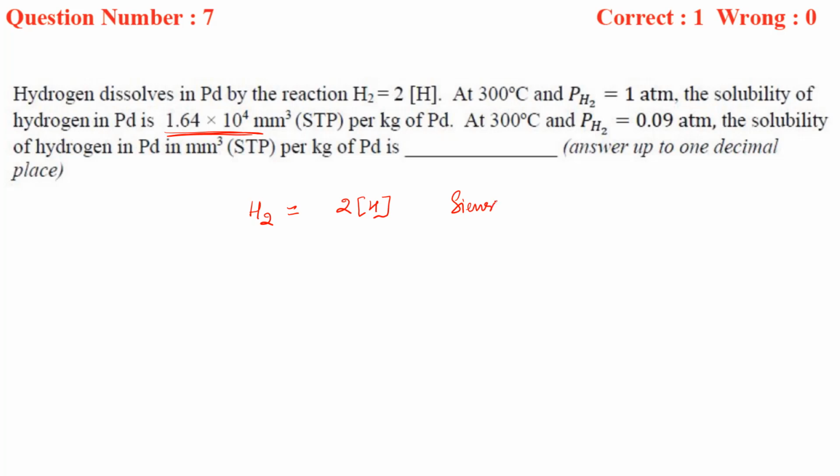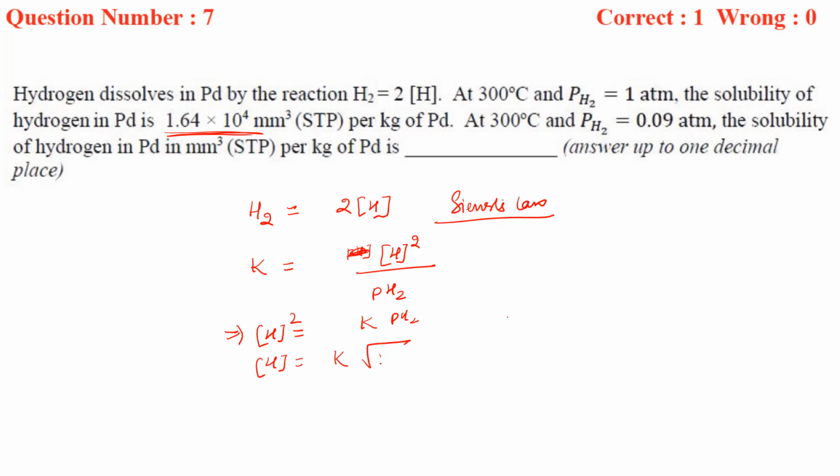So this is a problem of what? Sievert's law. Right? So according to Sievert's law, here you will find the equilibrium constant. Then this will be what? Sorry, this will be nothing but the concentration of H to the whole square divided by the partial pressure of H2. So this implies H is equal to K root pH2, right? So H is nothing but some constant and directly proportional to square root of pH2, right?